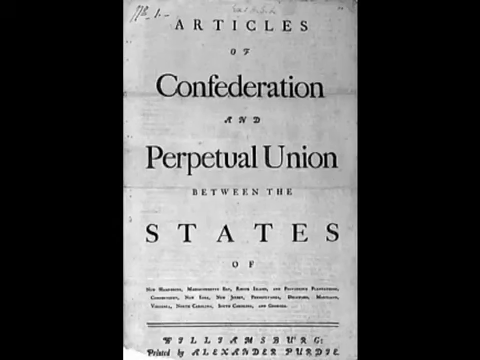The first draft of the Articles of Confederation was written on July 12th, 1776, yet it was adopted a year later on November 15th, 1777. The original purpose of the Articles was to establish the functions of the national government.